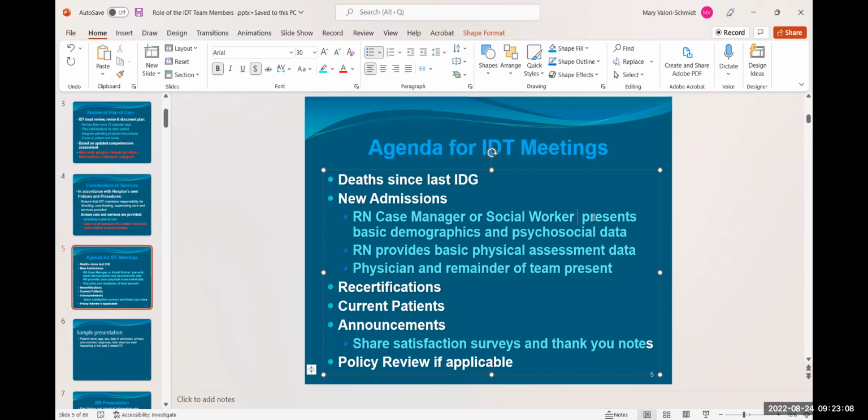So, you know, social services did their eval, they can speak. Spiritual did their eval, tell us what you found, right? So new admissions, then we do research, and then we go through the current or routine patients. Then any announcements, like any satisfaction surveys or thank you notes or feedback from families, and then policy review, like I said earlier, if it's applicable, if there's a new policy that we need to discuss, that would be the time.